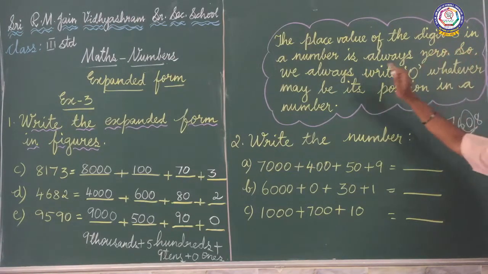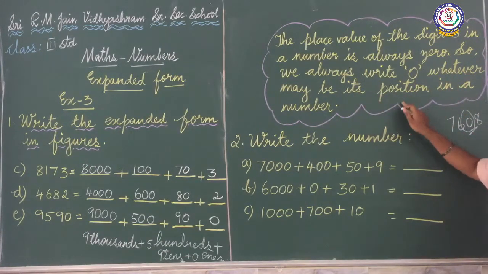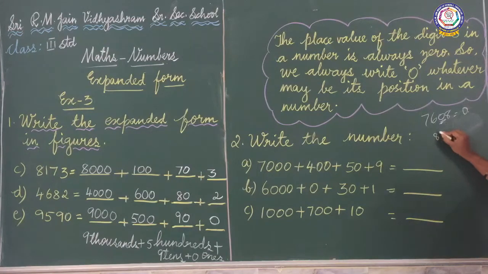So we always write 0 whatever may be its position in a number. Whatever may be its position, we have to write the place value as 0 only. Suppose, listen, here 7608, I told you. The place value of 0 is, you don't write 0 tens, you don't write 10. What's the place value of 0? 0 only.